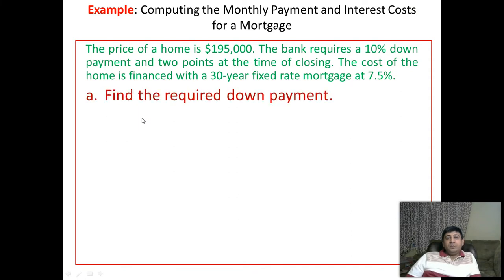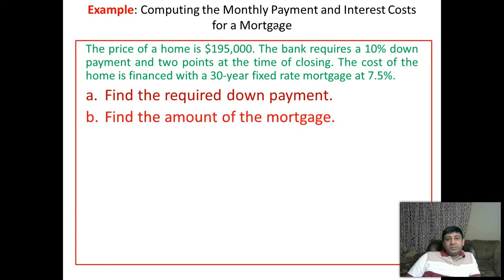Let's move on. Our first thing is, let's find out how much down payment we need in hand to buy this house. It's 10% of the price, so it's going back to the section where we calculated percentages. So 10% of the price, that's what we have to calculate. The second thing is, we have to find out the amount of the mortgage.